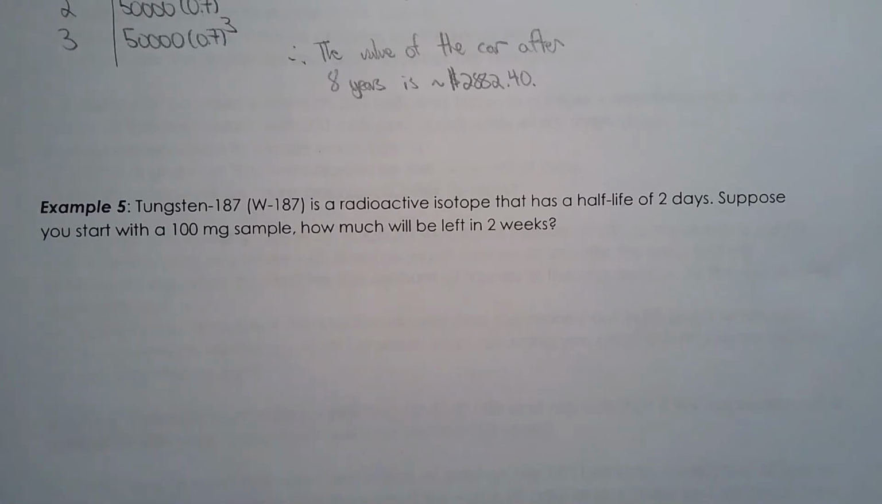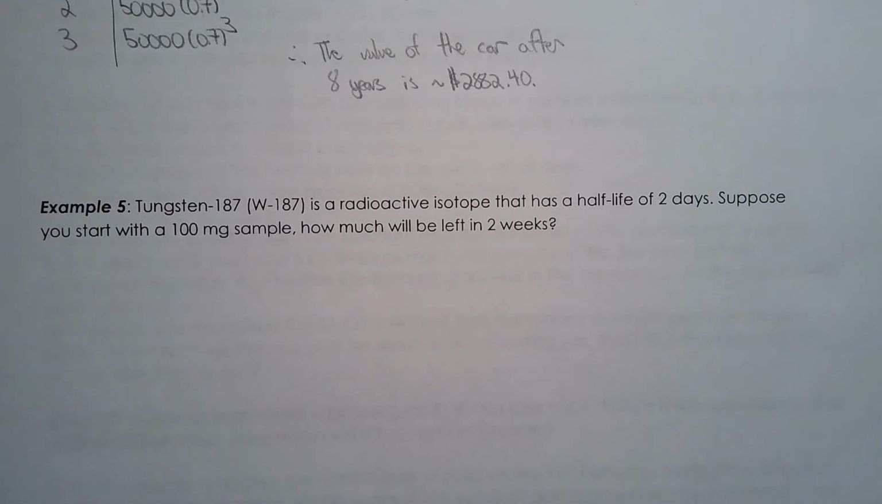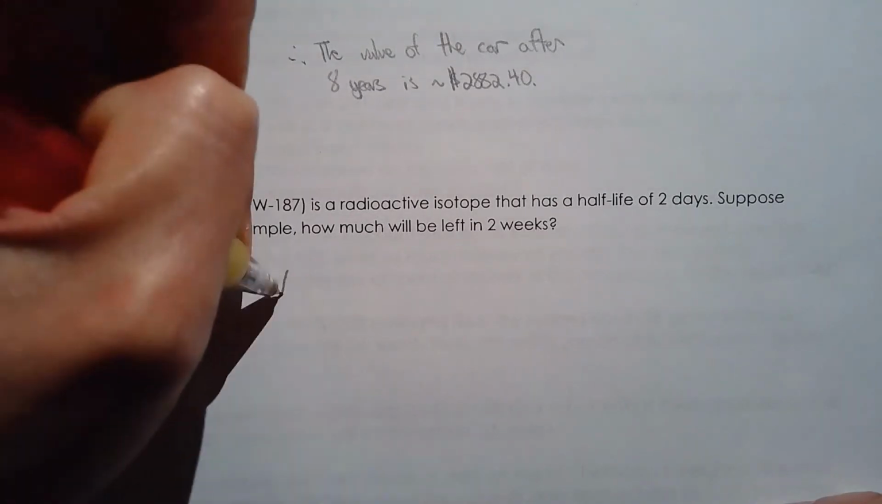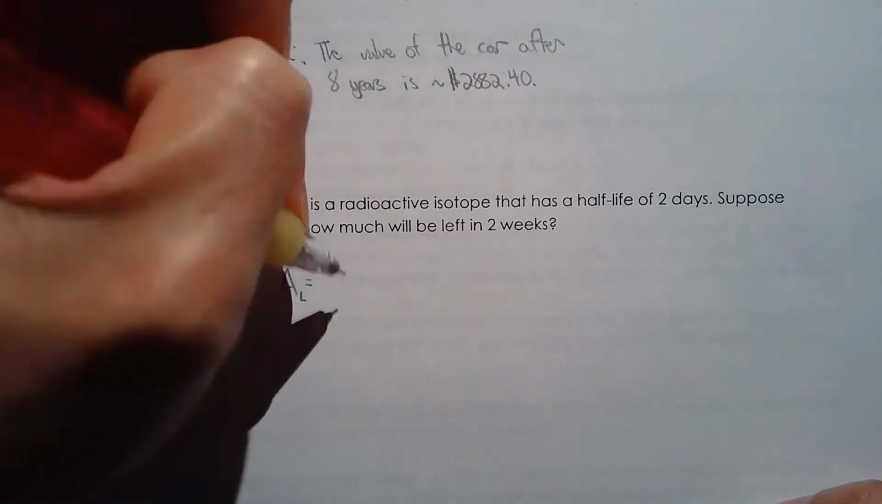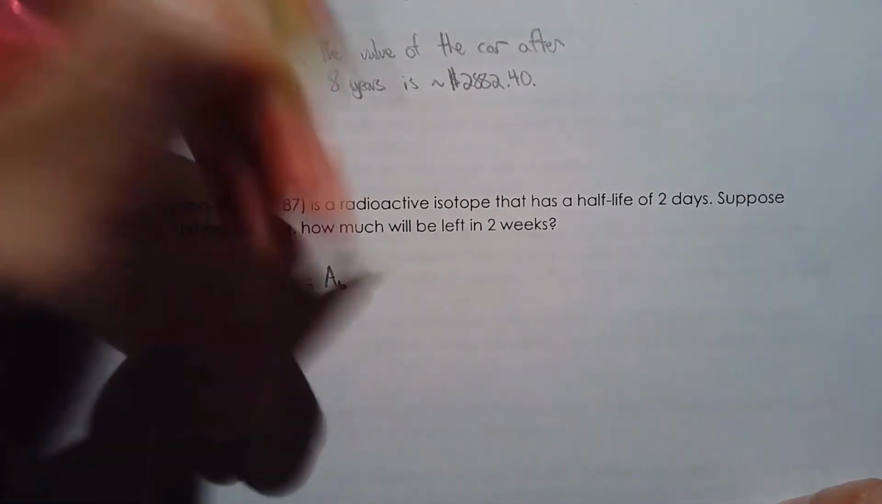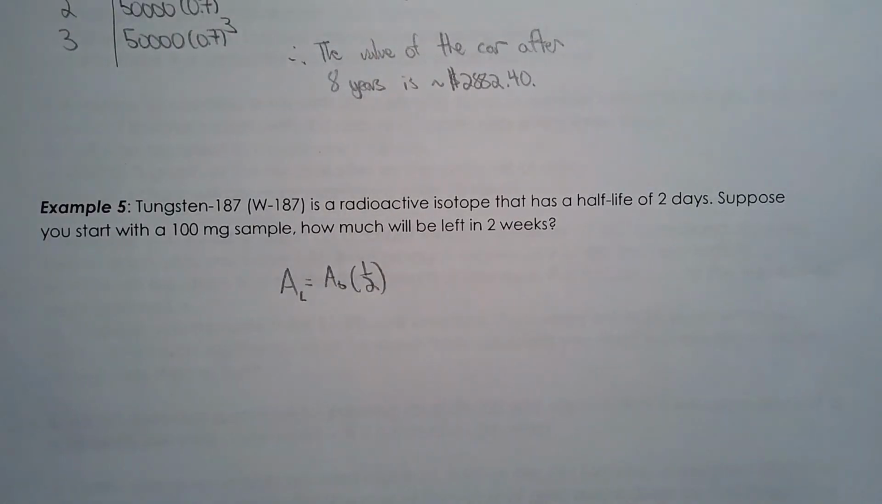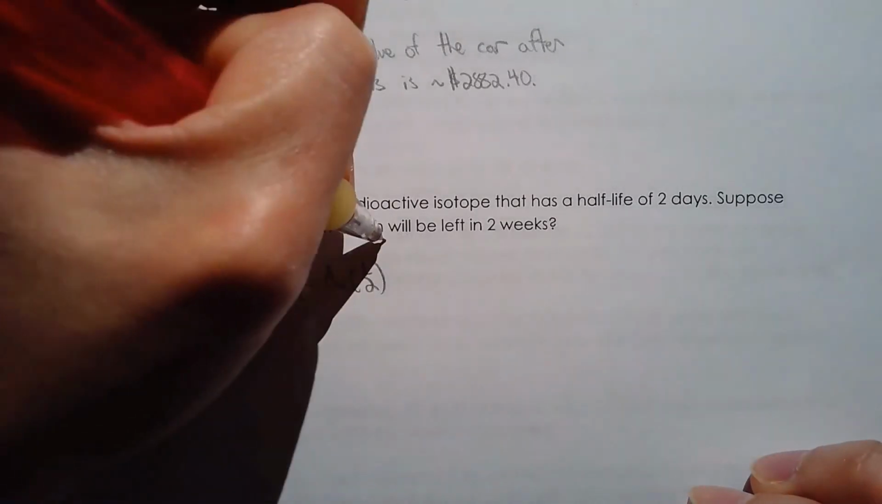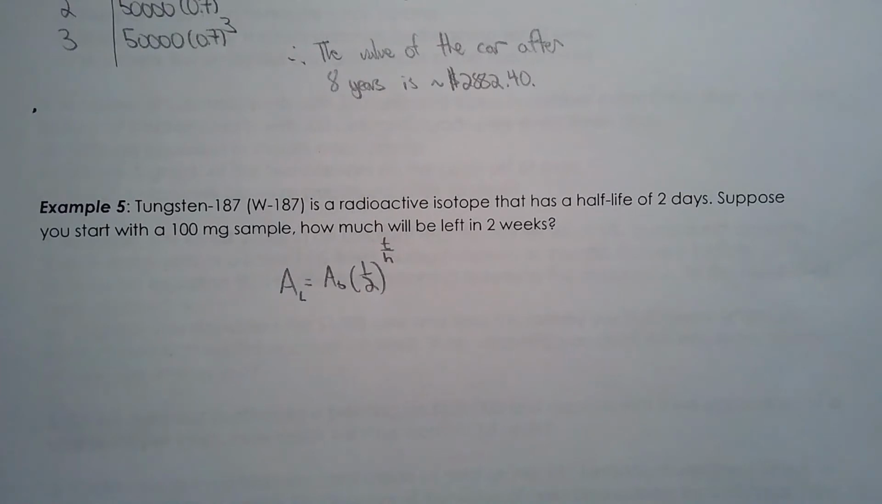So I'll give you the general equation for half-life. The amount left is the original amount times one half to the power of t over h. Now, the base of the exponent is always half, because this is half-life. You're always losing half of what you have. And it's the time over h. H is the half-life period.